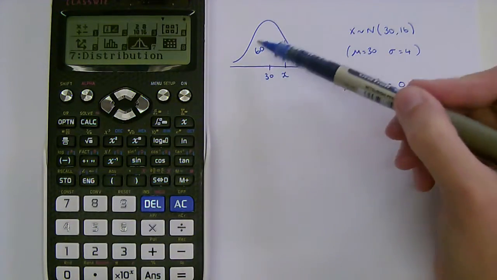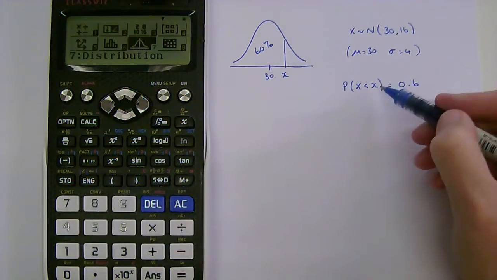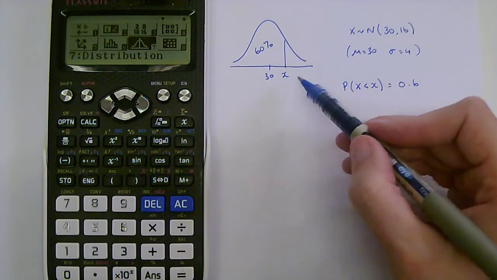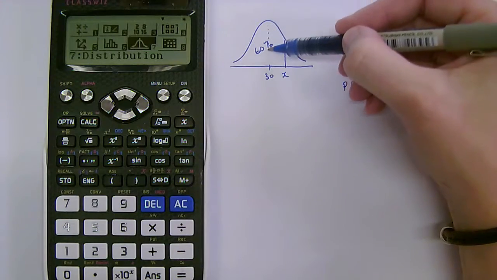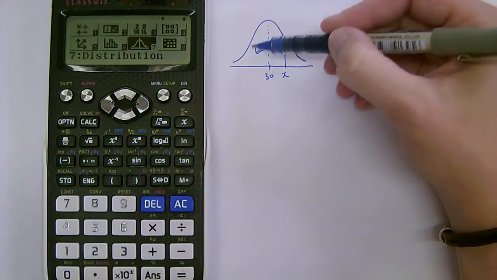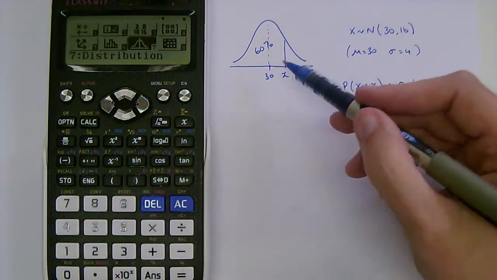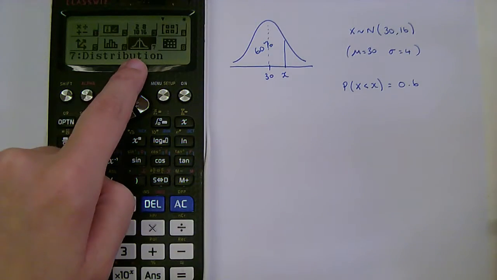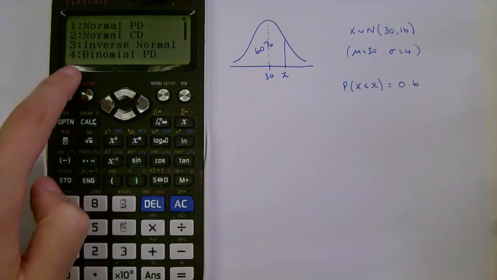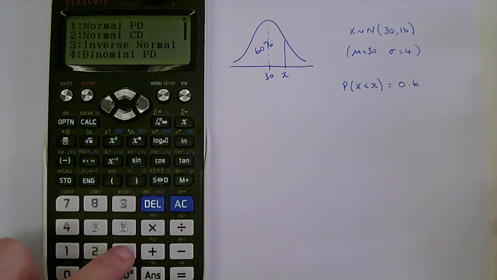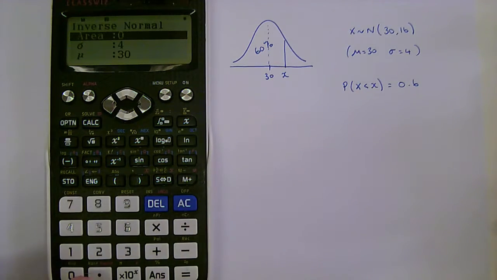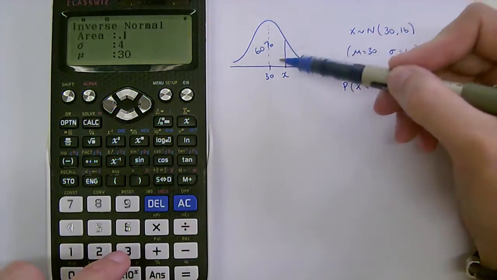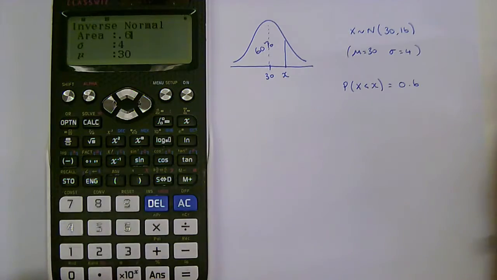So if we have an area of 60%, we need to know what value of x that's going to be. Now we know it's going to be a bit more than 30 because it's a symmetrical distribution, so 30 would split it 50-50. Because it's 60%, we know it's to the right of the 30. We're going to choose option 7 again, but this time we're going to choose the inverse normal, so that's option 3. This is the easiest type of question. We're just going to tell them the area we're dealing with is 60%.